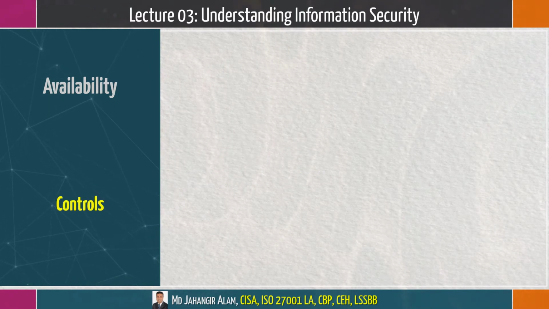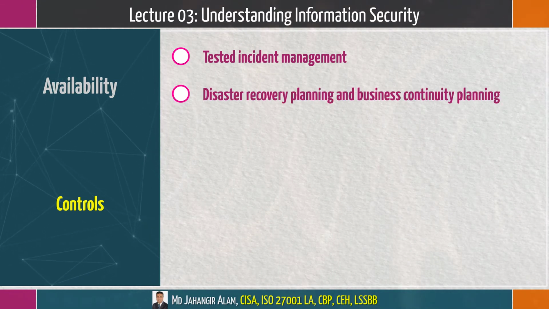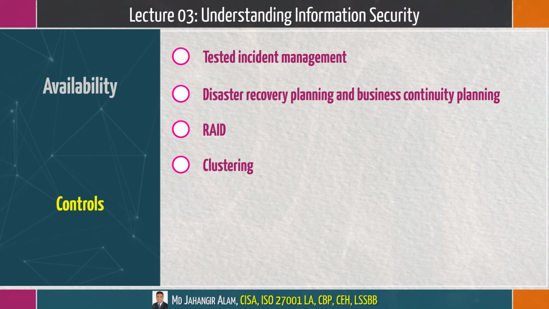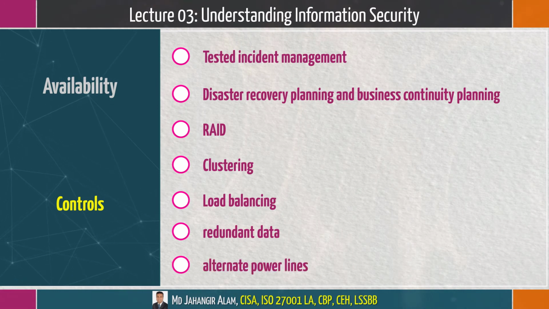Which controls help us to ensure availability? Tested incident management is a control. Disaster recovery planning and business continuity planning are also an example of control to ensure the availability. Implementing RAID, clustering, load balancing, redundant data, and alternate power lines are also some examples.